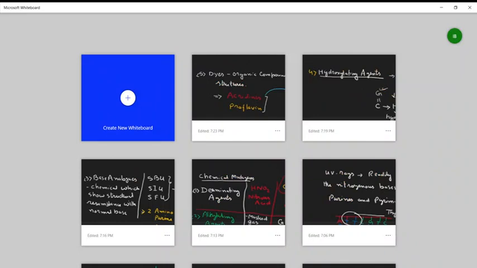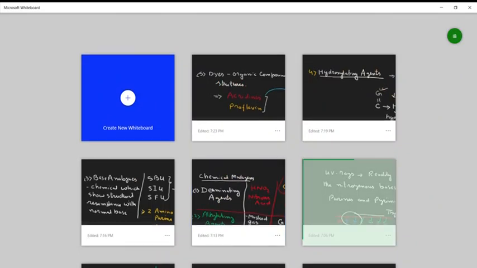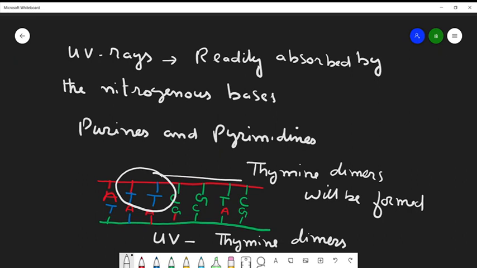Then we had seen how these ultraviolet rays are able to cause the mutations. We had seen that ultraviolet rays are readily absorbed by the nitrogenous bases like purines and pyrimidines, and whenever there are thymine pyrimidines adjacent in the DNA, they result in formation of the thymine dimers, as a result of which there will be addition or deletion of the nitrogenous bases. They won't be transcribed properly, and they won't even be replicated in a proper way, leading to frame shift or the gibberish type of the mutations.